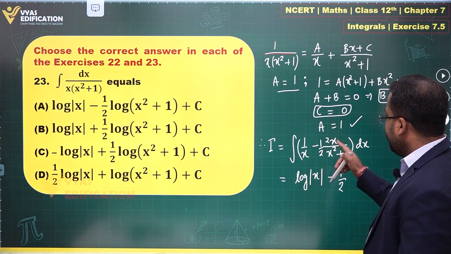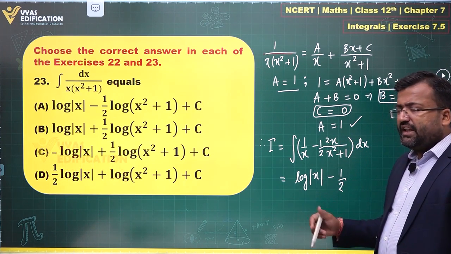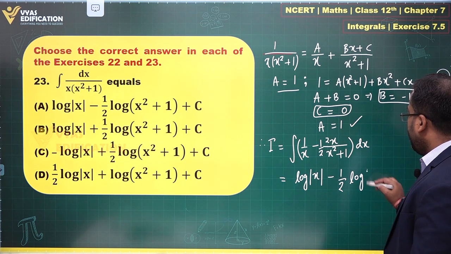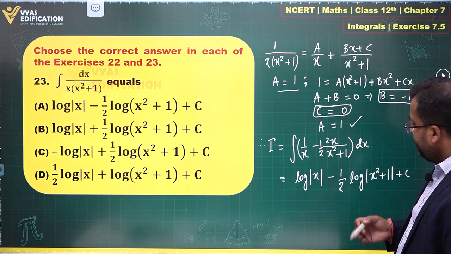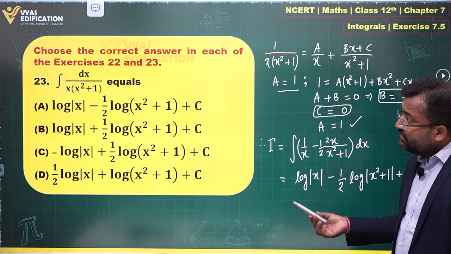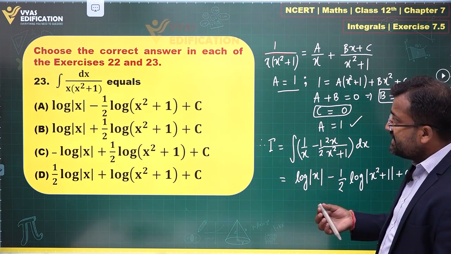Half is okay. This is the derivative of this, so this becomes dt upon t. The integral will be log mod t plus constant. This is what you'll get, right? So log mod x is the first term. First term log mod x. A and b seem correct.